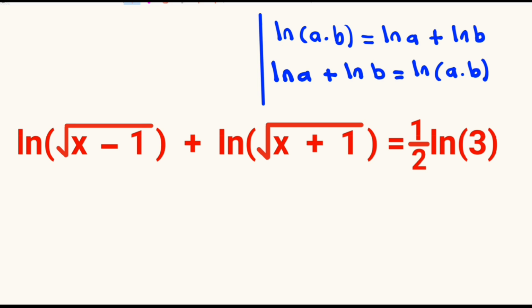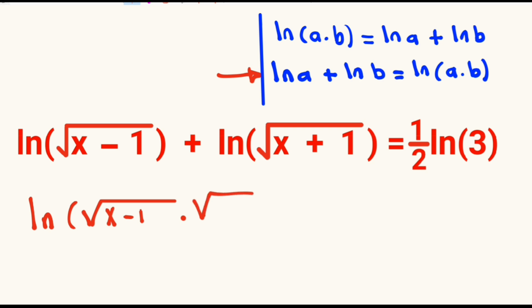So in our question, we are going to use that logarithmic law to express the ln of the square root of x minus 1 plus the ln of the square root of x plus 1 as the ln of the square root of x minus 1 multiplied by the square root of x plus 1, and this will be equal to half multiplied by ln 3.